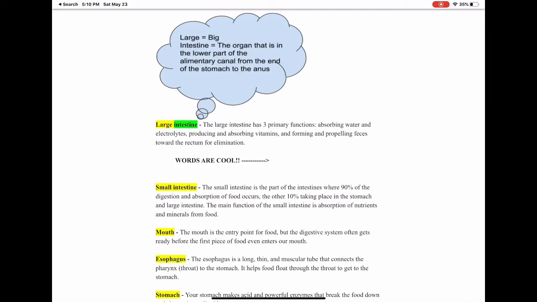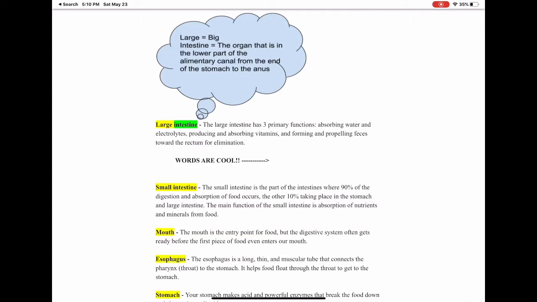So there are a lot of parts in the body to help the digestive and excretory systems work. Now we have a words are cool moment. The large intestine broken down: large, of course, means big, and the intestine means the organ that is in the lower part of the alimentary canal from the end of the stomach to the anus. So that's really just what the large intestine means, broken up into two.